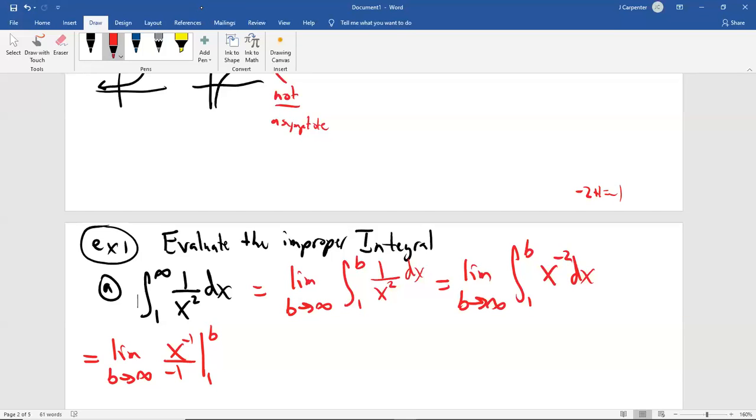Dividing by negative 1 is the same as multiplying by negative 1. And because we're going to be plugging stuff in now, I don't really want that x to the negative 1 there. Let me do one thing at a time though. So limit as b goes to infinity of negative 1 times x to the negative 1, evaluated from 1 to b. Again, that's just me bringing the negative 1 from the bottom to the top, changing from a division to multiplication. If that had been a negative 5 or something, the 5 would still be in the bottom, but the negative could be in the top. But I don't know how to evaluate negative exponents. So this is the limit as b goes to infinity of negative 1 over x to the positive 1 now, evaluated between 1 and b.